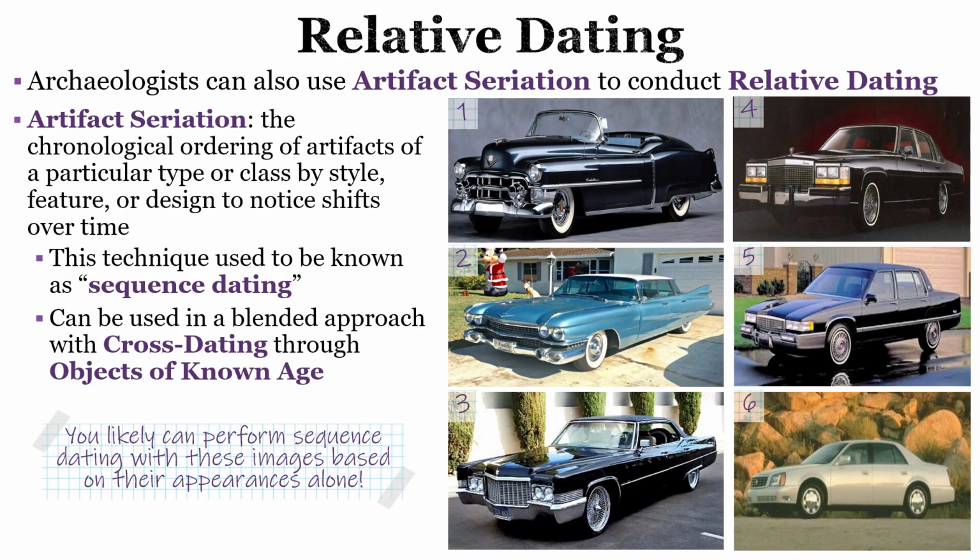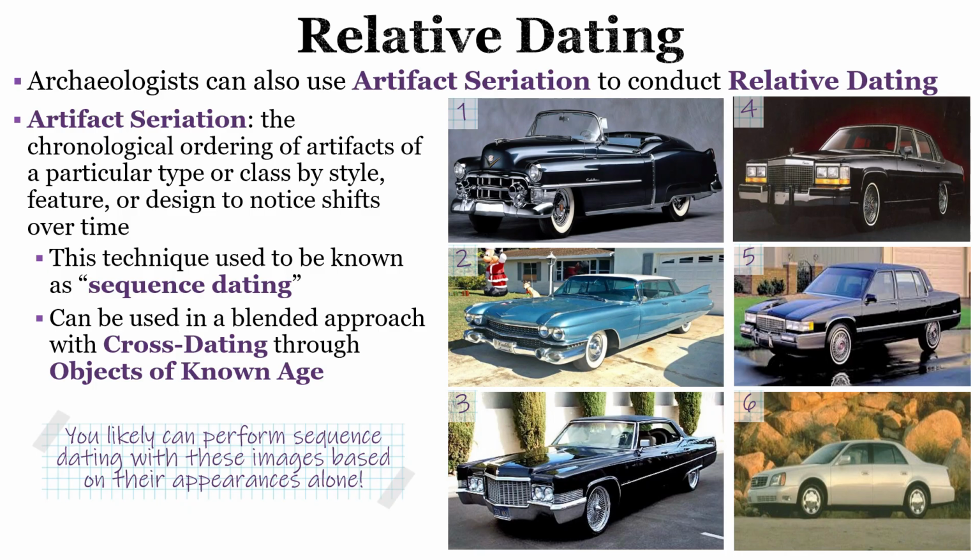So we practice a concept known as artifact seriation, defined here on the screen, which is the chronological ordering of artifacts of a particular type or class. So in this case, up on the screen, you see cars. And it's this ordering by style, feature, or design so that we can see changes over time. We used to call this sequence dating because we were forming a sequence of objects. But we now call it seriation because we're literally forming a tight series based on certain changes. So it just works a little bit more easily.